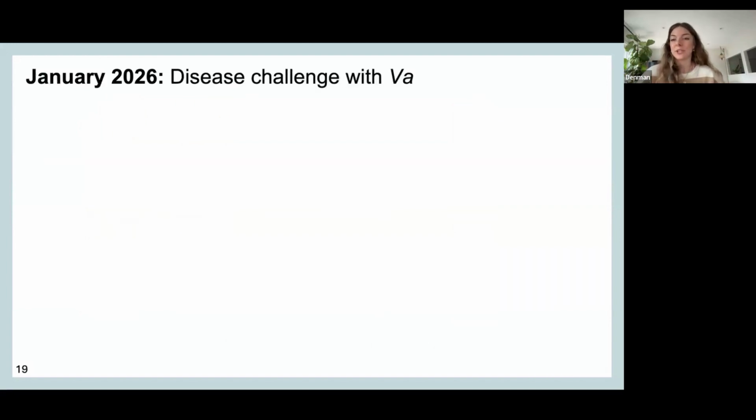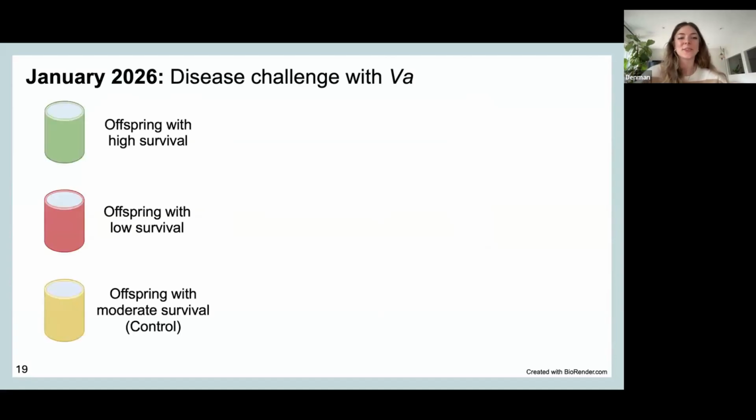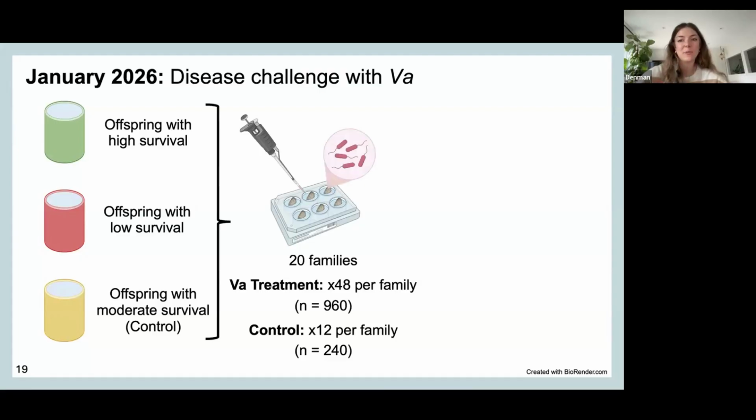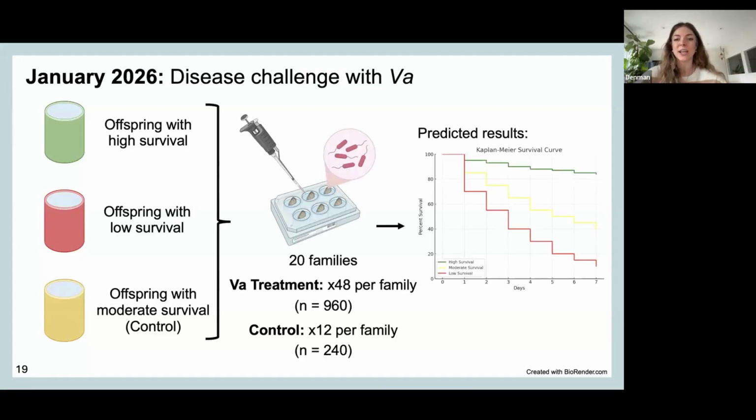The next step was to do another disease challenge. If there's anybody out there that saw me in October at the AGM, I said I was going to do this in November. I had some issues with that trial because our room wasn't cooperating with the temperature, so I had to redo it in January. So I did this in January. We took all of my families and gave them the bacteria again. There are about 1,200 oysters in this challenge, and my predicted results I will get into in just a moment.